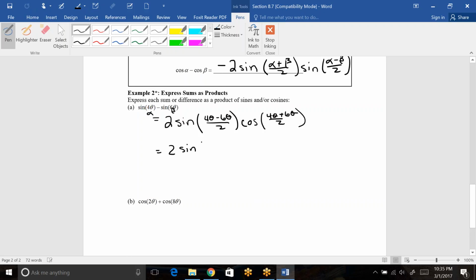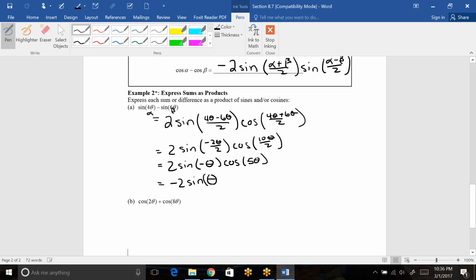Simplifying this down, this would be a negative 2 theta over 2. This would be a 10 theta over 2. That makes a negative theta in the first one, and a 5 theta in the second one, and because sine is an odd function, that negative comes out to the front. So final answer is negative 2 sine theta cosine of 5 theta.